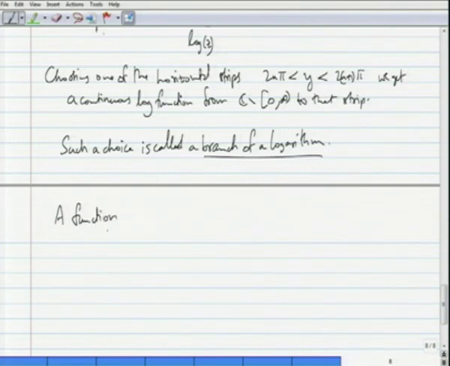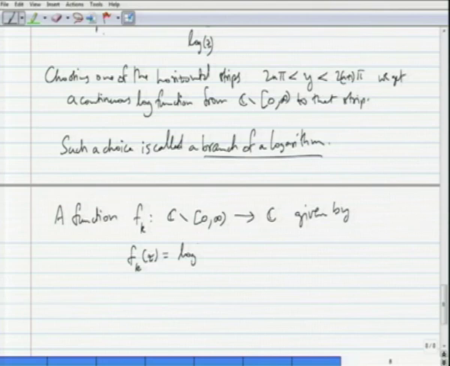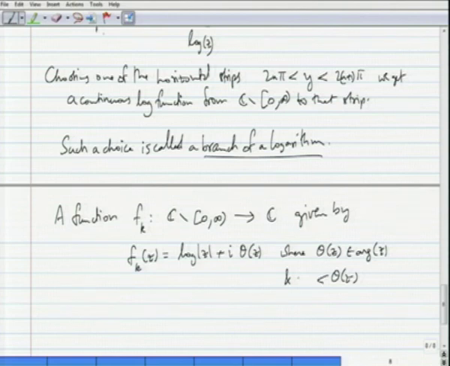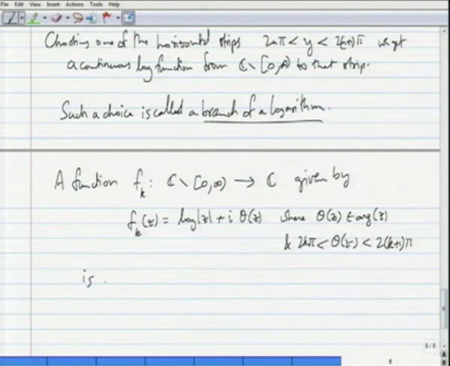So, for one choice of this half ray, namely a function f k from c minus 0 infinity to c, given by f k of z is equal to log mod z plus i times theta of z, where theta of z belongs to argument of z and theta of z lies between 2 k pi and 2 k plus 1 pi, is called a branch of logarithm.